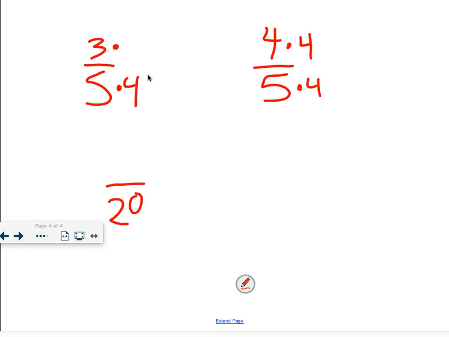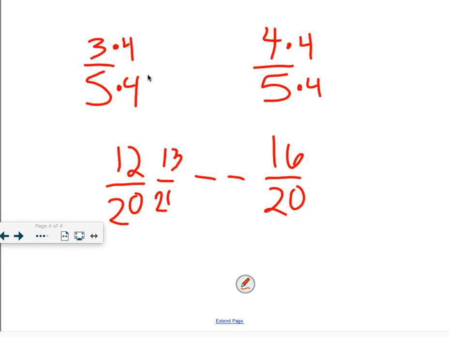So basically, we're blowing up that part of the number line. We're going to make them both 20ths. And now we have, times 4, 12 20ths, and we have 16 20ths. And guess what? That gives us 13 20ths, 14 20ths, and 15 20ths, all in between those two fractions.